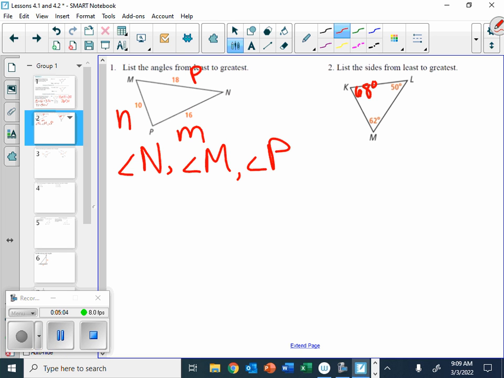Because all the angles inside a triangle should add up to 180 degrees. Alright, let's go and label our sides real quick using one letter. So if this angle is 50 degrees, angle L, name the side using one letter, that's going to be side L.